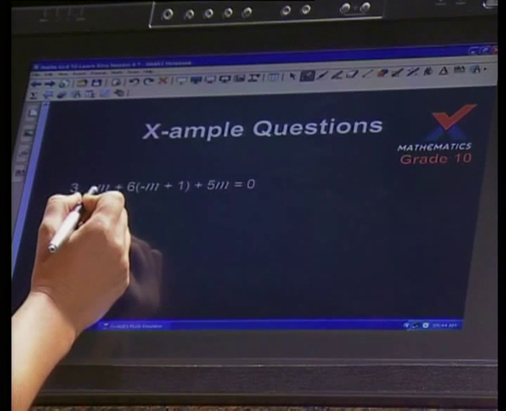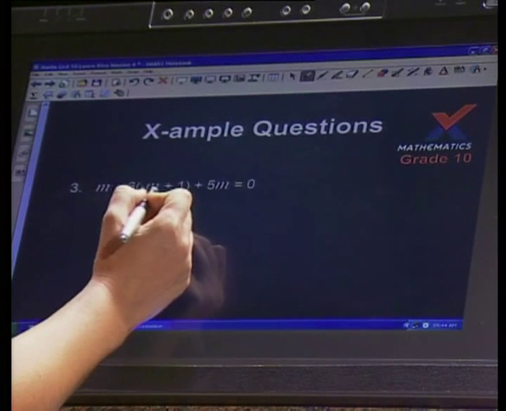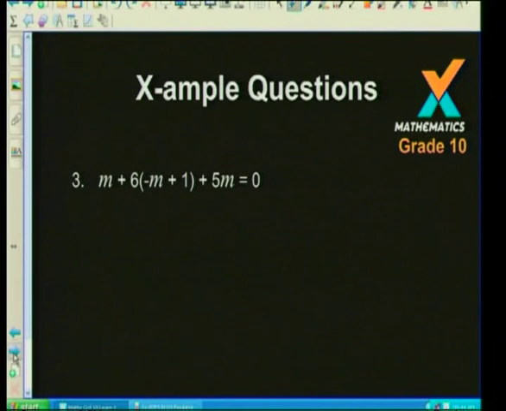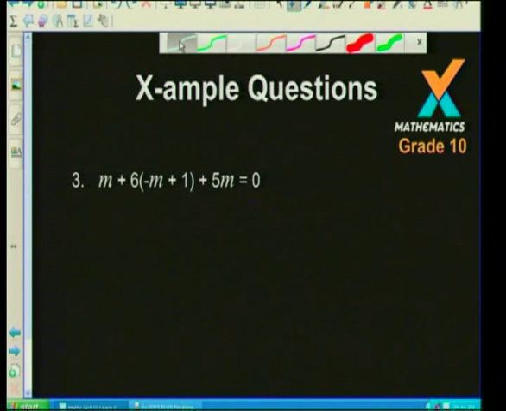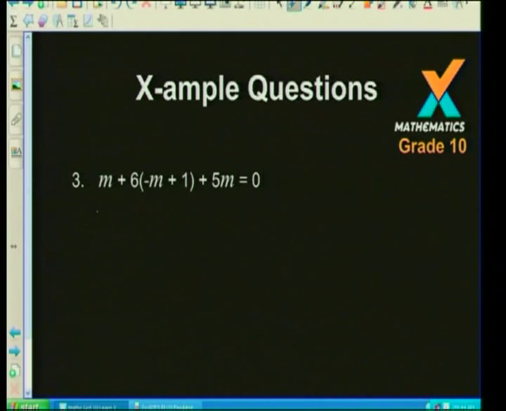In this question, we've got m plus 6 into brackets minus m plus 1 plus 5m is equals to 0. Now, because I've done so many of these, I know it's going to be a linear equation. I can see that there's no m times m. So I'm just going to jump straight into it by doing distributive law first. The m I'm going to leave over there, minus 6m. How did 6 become minus 6m? 6 times minus m gives us minus 6m. And 6 times 1 is going to give us plus 1, plus 5m.